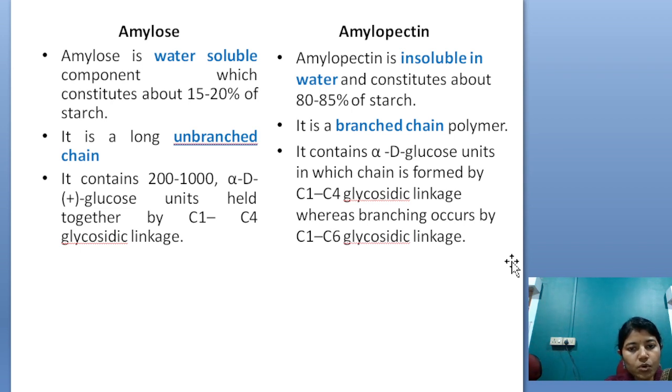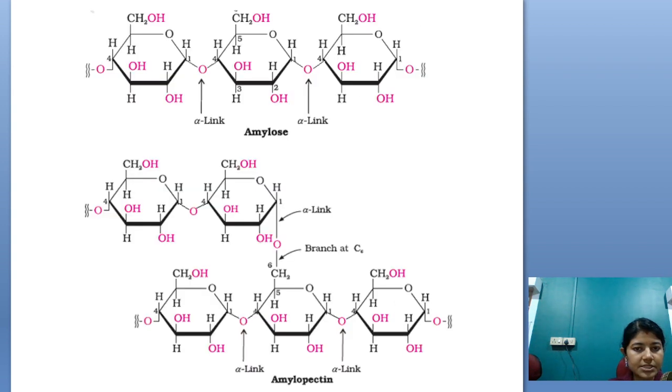Amylose contains 200 to 1000 alpha glucose units, while amylopectin contains alpha D glucose units in which a chain is formed by C1-C4 glycosidic linkage, whereas branching occurs at C1 and C6 glycosidic linkage. In case of amylose, the glycosidic linkage is formed between C1 and C4 only. So these are the structures of amylose, where carbon 1 and carbon 4 are involved in the formation of the glycosidic linkage.